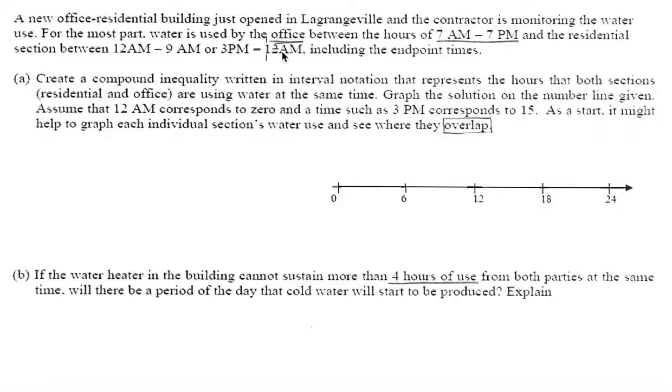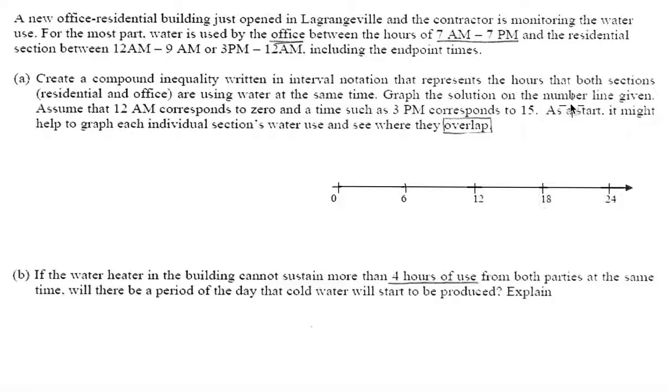So for the most part, water is used by the office between the hours of 7 a.m. and 7 p.m. and the residential section between 12 a.m. and 9 a.m. or 3 p.m. and 12 a.m., including the endpoint times. So, part A, create a compound inequality written in interval notation that represents the hours that both sections are using water at the same time.